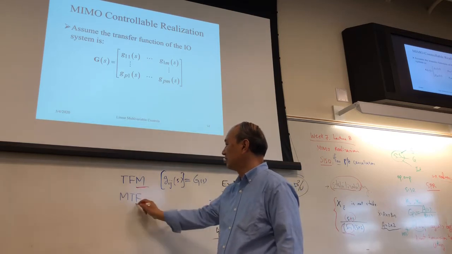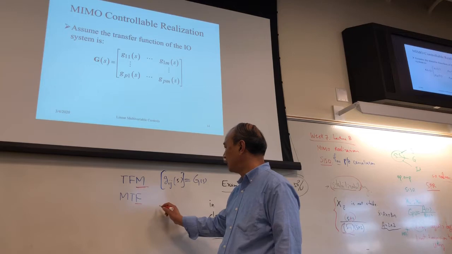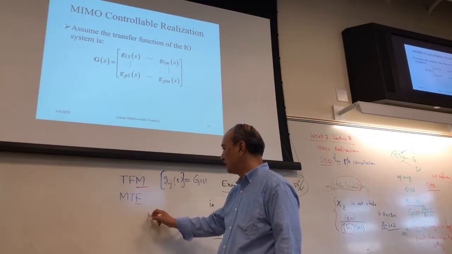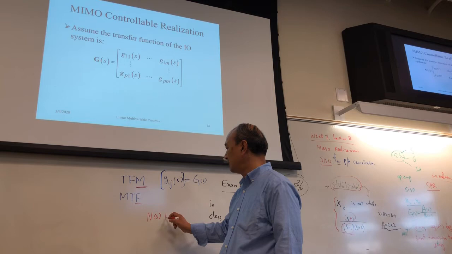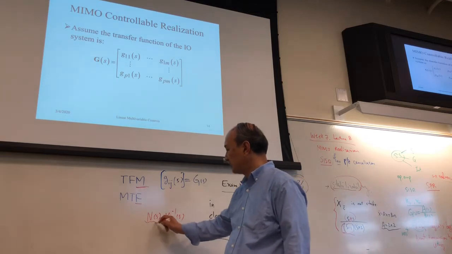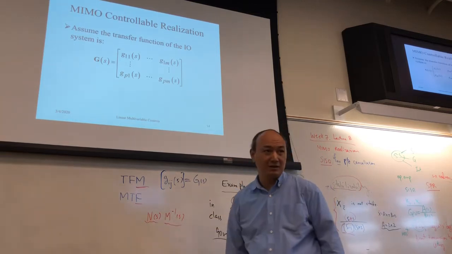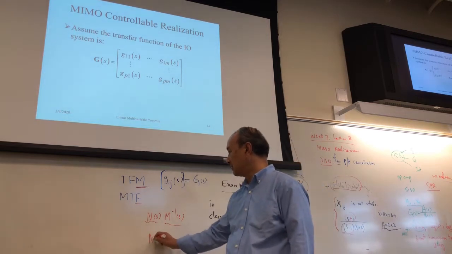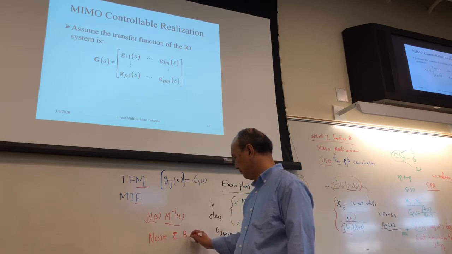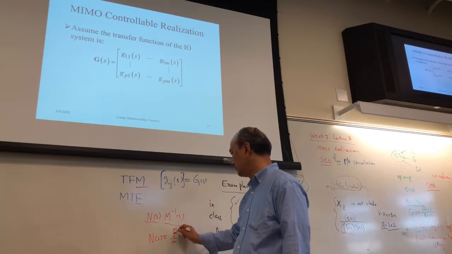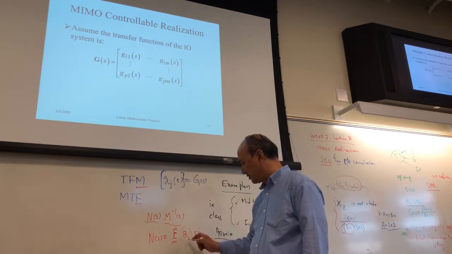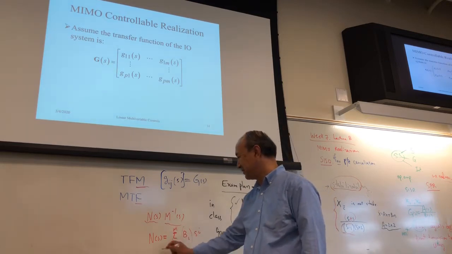Okay. But what is a matrix transfer function? A matrix transfer function is where you have a numerator of S and a denominator of S. So this is a matrix. This is also a matrix. Okay. So N of S is the sum of N_i S^i, for i equals 0 to M. So this is a polynomial with coefficients as matrices.